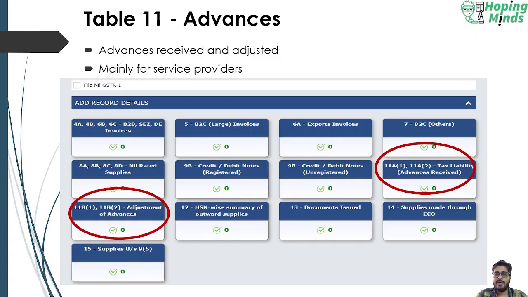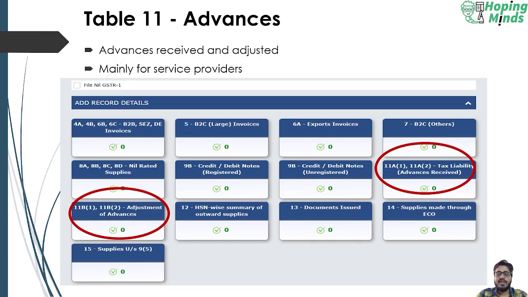So under table 11A1 and A2, any tax liability arising out of such advances is required to be disclosed, whereas in table 11B1 and B2, any adjustment against such advances is required to be disclosed. For example, if I have received rupees 5 lakhs as advance, then I will have to pay GST on such advances. So I will declare the GST liability arising out of such advances in the month in which such advance is received in table 11A1 and A2, and I will pay the GST in that month only.